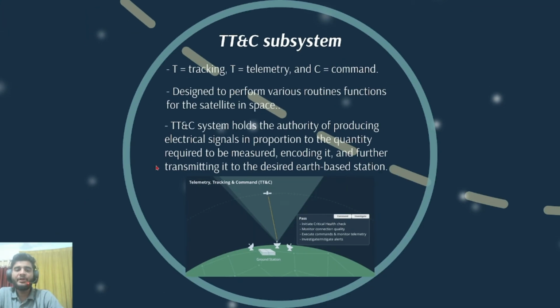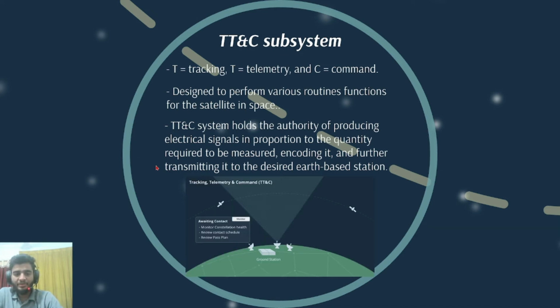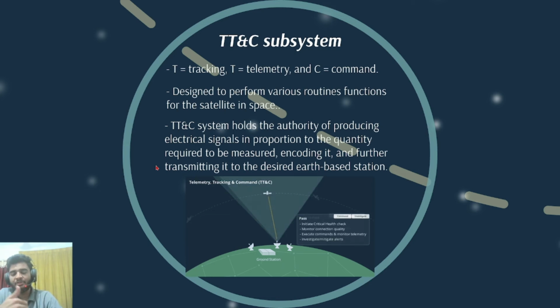Fourth one being the tracking, telemetry, and command subsystem. It is designed to perform various routine functions for the satellite in space. The TT&C system holds the authority of producing electrical signals in proportion to the quantity required to be measured, encoding it and further transmitting it to the desired Earth-based station. In the picture here we can see awaiting contact, then the pre-pass, then the actual pass, and the post-pass. So connection matters here. First is awaiting connection, second is the connection which happens to be very good, then the actual connection, then the connection slowly loses and closes.